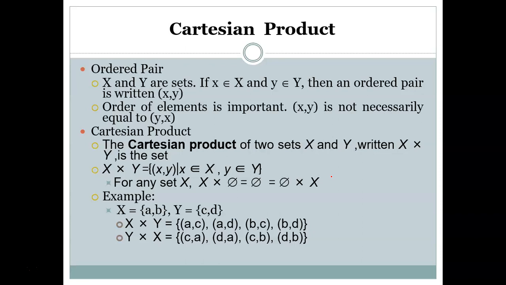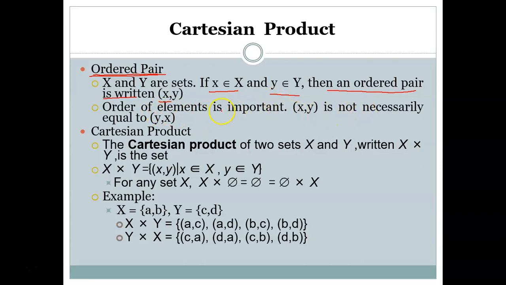Now what is a Cartesian product? Before understanding the Cartesian product, first you must know what an ordered pair is. This is an important thing. If you have two sets X and Y, and x is an element of X and y is an element of Y, then an ordered pair is written as (x, y). Why is it called ordered? Because the first element is from X and the second element is from Y. So order is essential. That is why we call it an ordered pair. The order of elements here is an important thing.